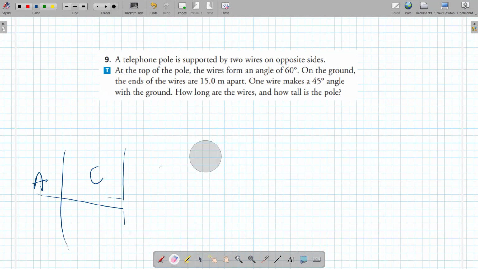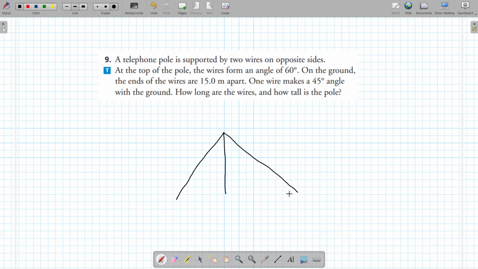So this one, it says thinking. So let's see what we need to think about. I think it has to do with how you draw the diagram. So there's a pole, all right, easy enough. It's supported by 2 wires on opposite sides. Okay, so there's a wire here, there's a wire here. At the top of the pole, the wires form an angle of 60 degrees. So is the entire angle 60? Is the right angle 60 or is the left angle 60? The entire thing.